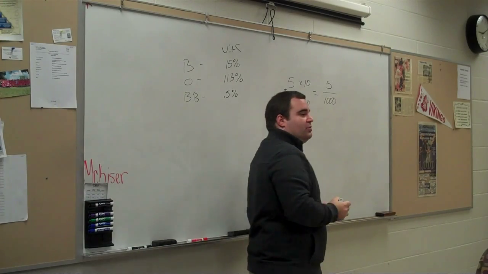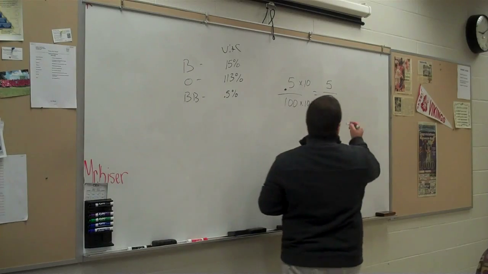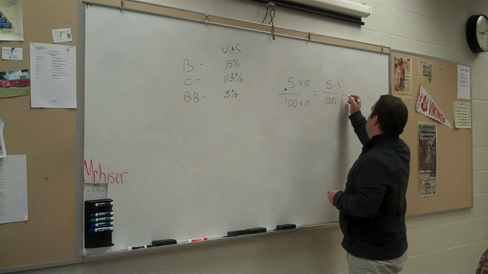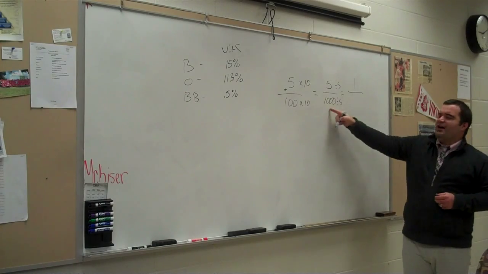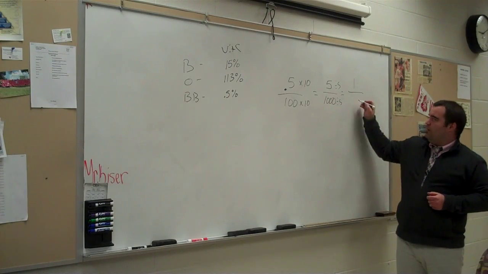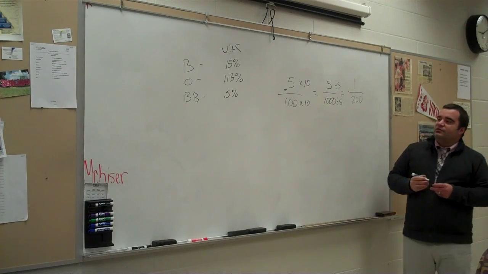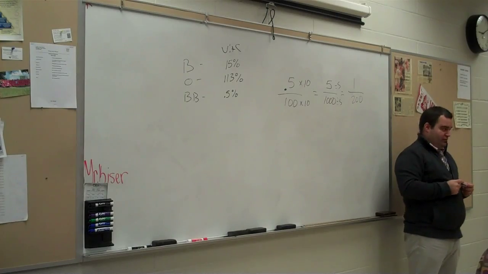That's easy. But that's not reduced. Divide by 5. What's 5 divided by 5? What's 1,000 divided by 5? 200. So half a percent is 1/200th.